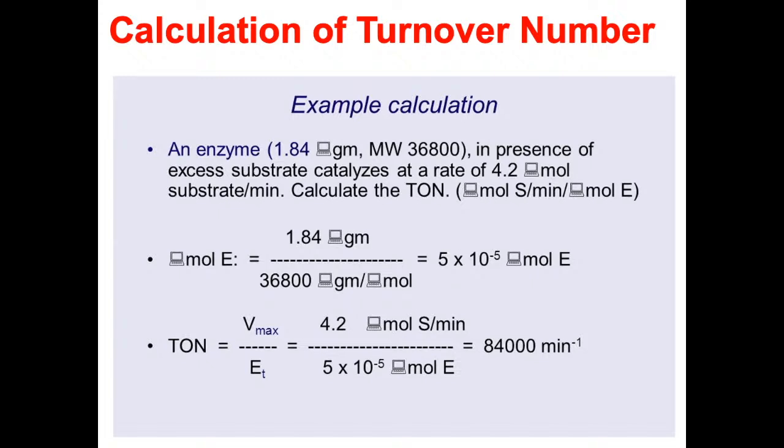So in this way you have the molar enzyme activity 5 into 10 raised to power minus 5. Then to calculate the turnover number, as we have discussed previously, you can divide Vmax by ET. The Vmax we are already given 4.2, and we have calculated the ET. You divide with that, and then you get the value of 84,000 per minute. So 84,000 per minute is the turnover number, that is this enzyme will convert the substrate into the product per minute 84,000 times.